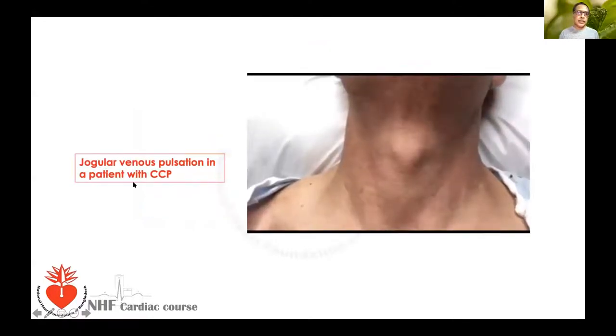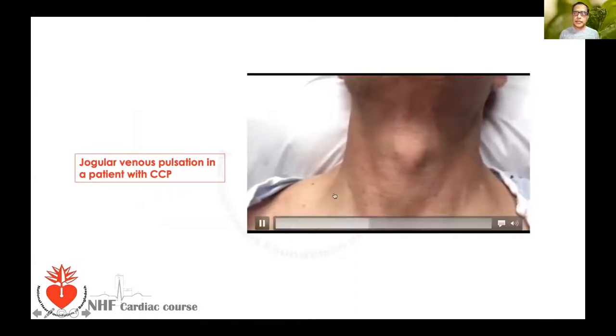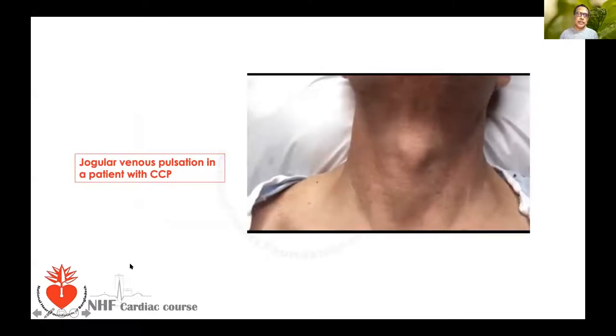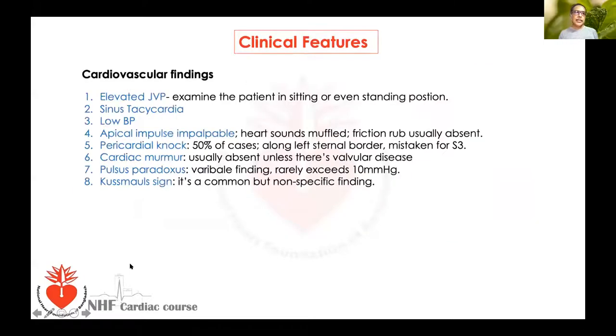Here is another patient with jugular venous pulsation in a patient with constrictive pericarditis. This is the sternocleidomastoid, and just behind the sternocleidomastoid, you can see the jugular venous pressure. So what is the clinical feature? In the cardiovascular, there is elevated JVP. Important thing, while examining JVP in a patient with constrictive pericarditis, the patient may need to sit or even stand, because the JVP may be so raised that it goes beyond the angle of the mandible. So patient has to stand up to see the upper limit of the JVP sometimes.